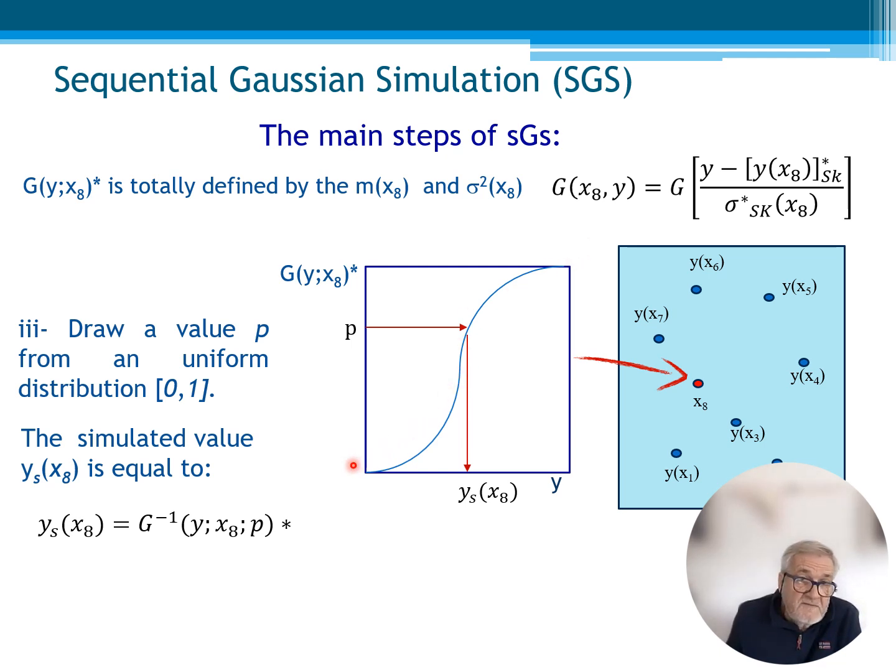This cumulative distribution is defined. Now the last step is to draw a value to generate a simulated Gaussian value, by drawing a value from a uniform distribution and using the inverse method to obtain this simulated Gaussian value at x8 location.